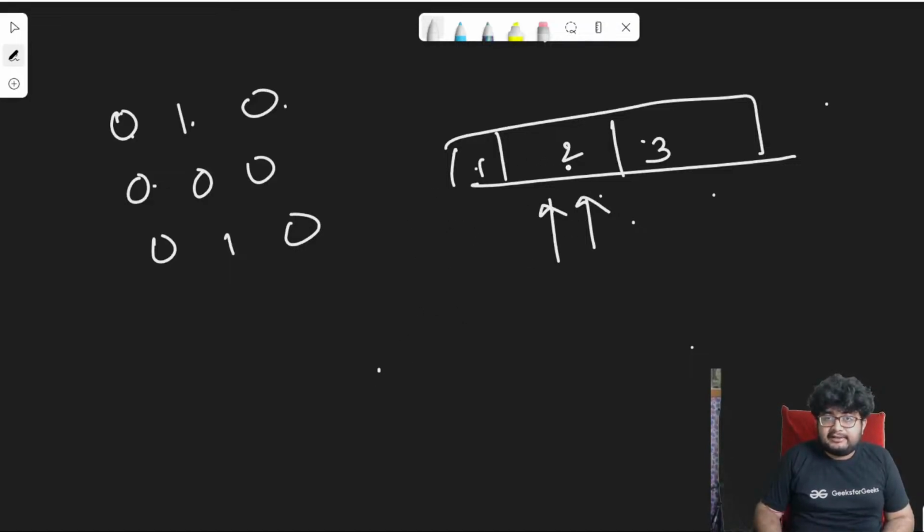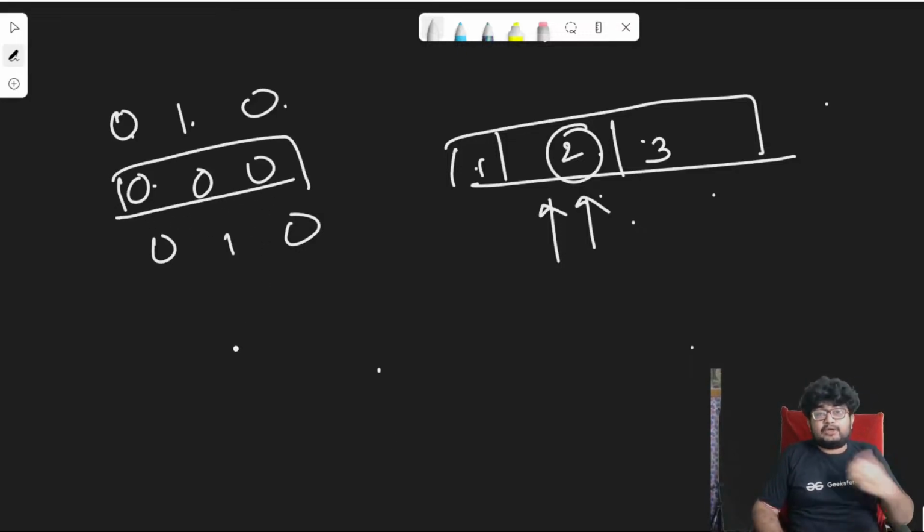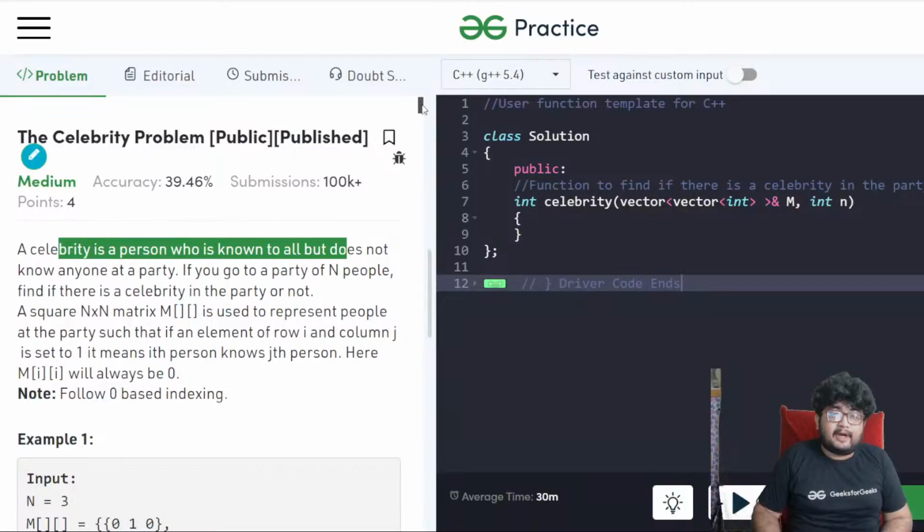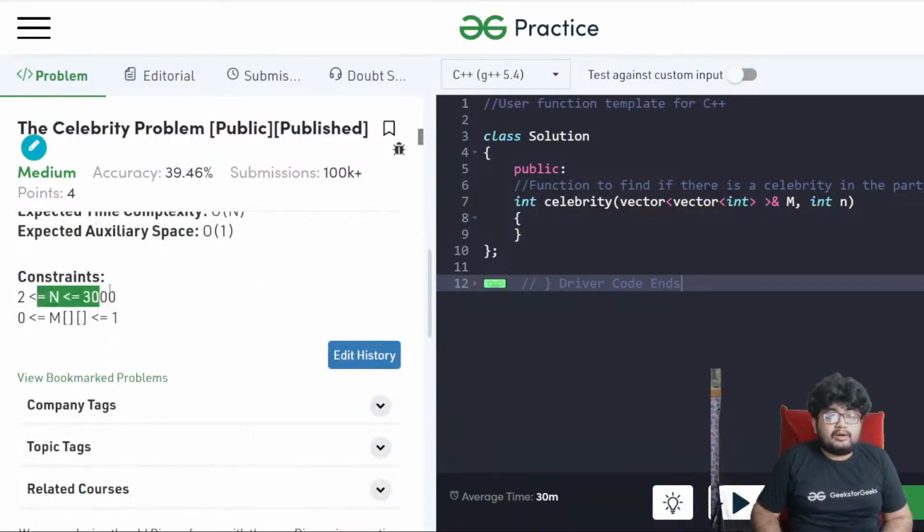Now we end up here. So 2 is a candidate celebrity. Now we'll check for 2 whether this entire row is 0, or whether he knows anyone. If he doesn't know anyone, then 2 is a celebrity. We'll return 2, otherwise we'll return minus 1. Right? So that will be the logic for this, and it will be order of n time, order of 1 space.